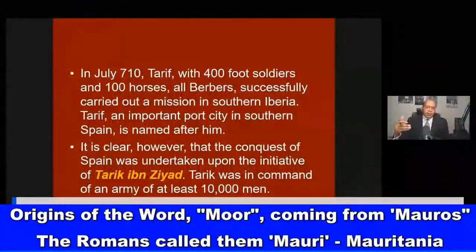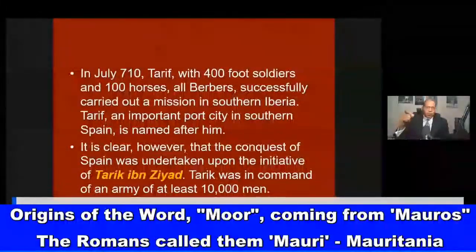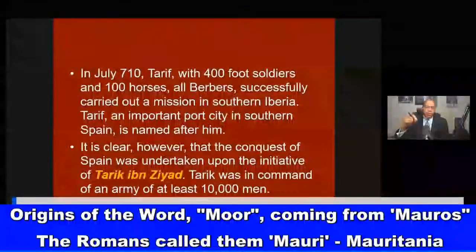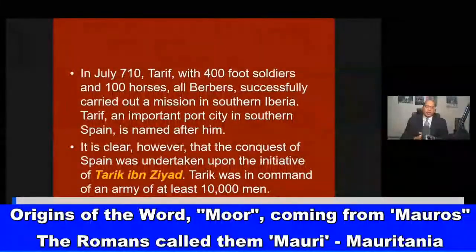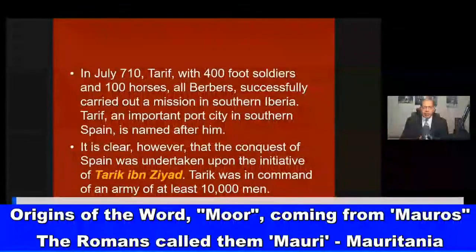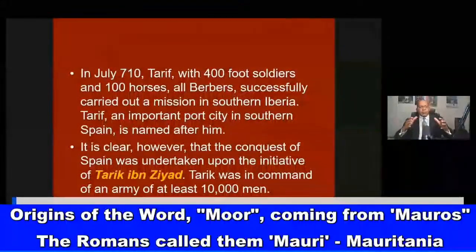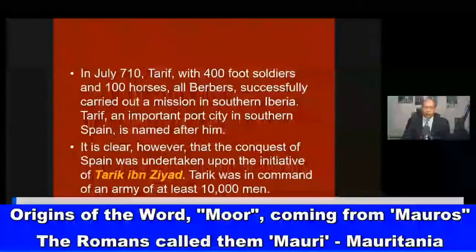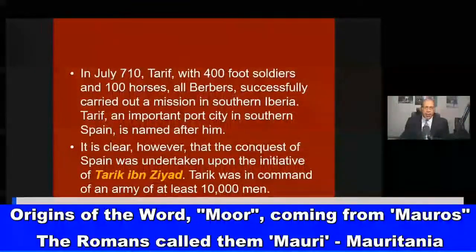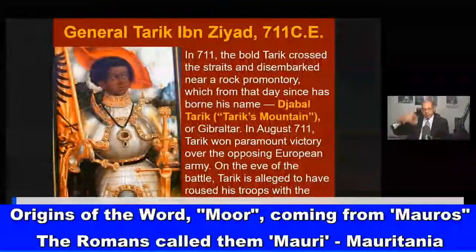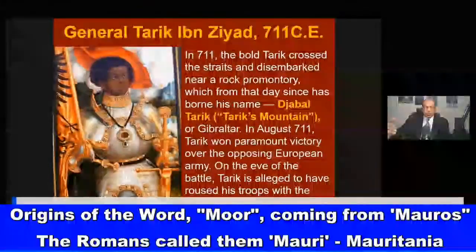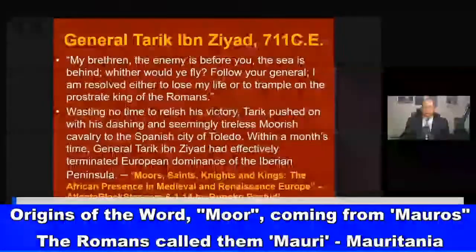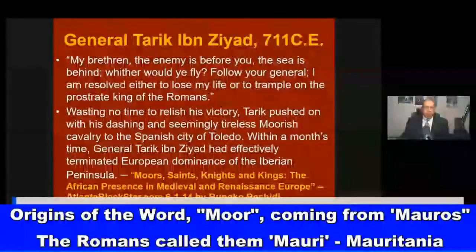In July 710, Tarif, with 400 foot soldiers and 100 horses, all Berbers, successfully carried out a mission in southern Iberia. That was the reconnaissance mission, to get the lay of the land, to see what's going on. Tarif, an important city in southern Spain, is named after him. Then in 711 AD, Tariq ibn Ziyad goes in also, okay?